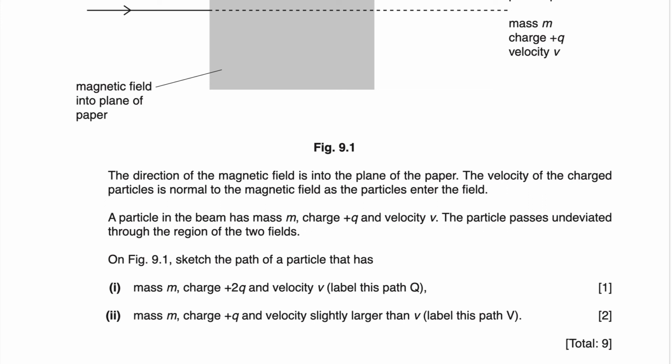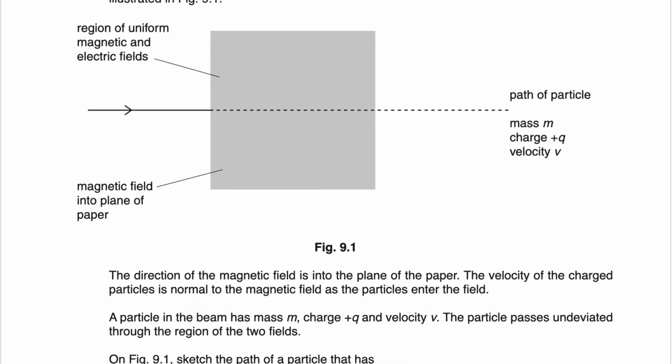What do you think, which will affect? Obviously mass and charge are not going to affect, because they cancel out, like what we have seen in the equation. What will affect is velocity. The first one will not deviate because its velocity is equal to E divided by B. But the second one has slightly higher velocity, so it will deviate.